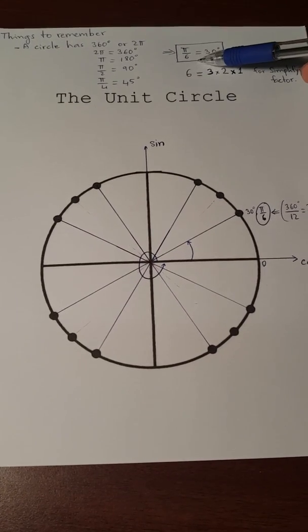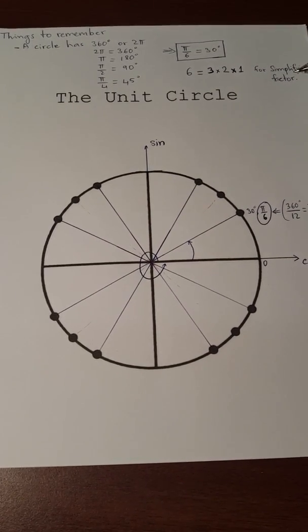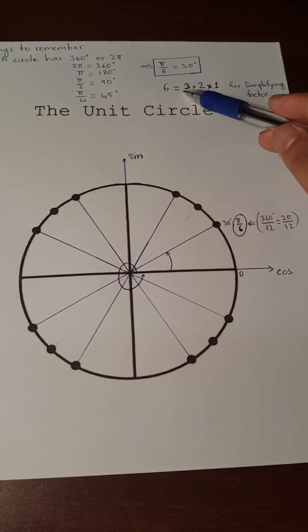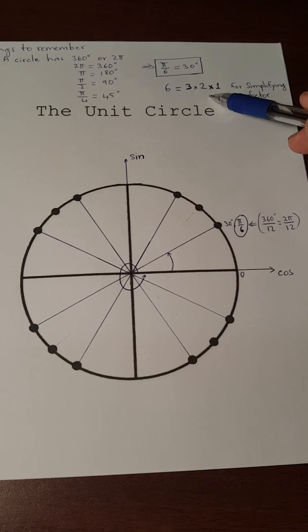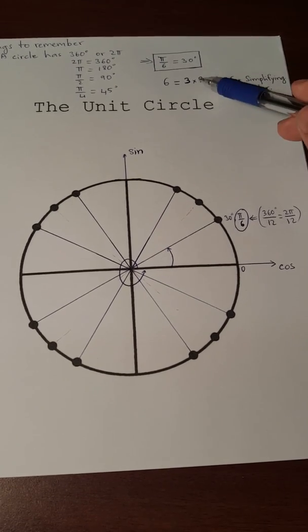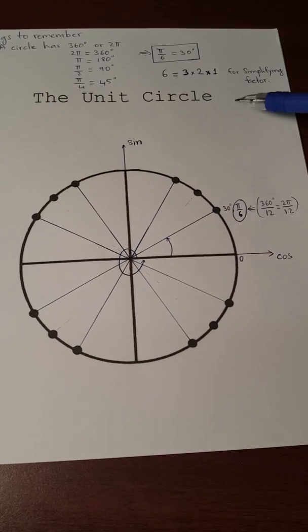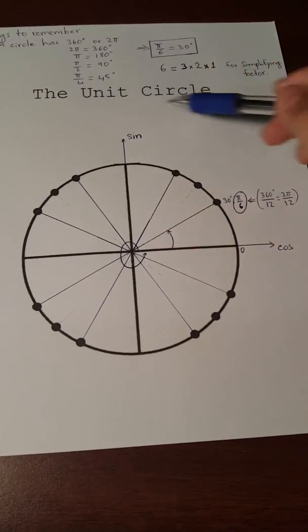And this is a special one: pi over 6 is 30 degrees. Okay? And one more thing, 6 is equal to 3 times 2 times 1. The reason I'm telling you this is because it's important for our simplification. So let's start building the unit circle.